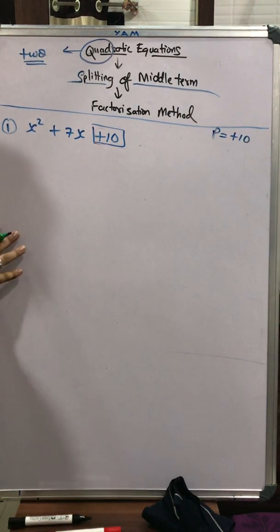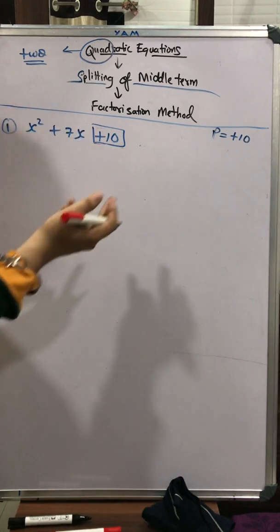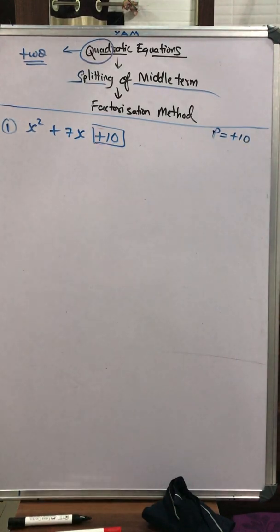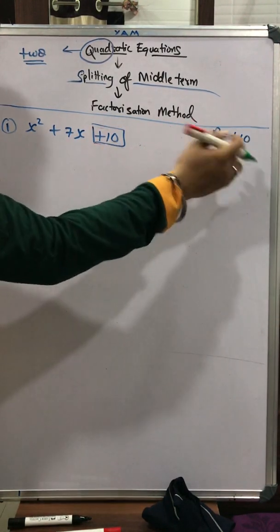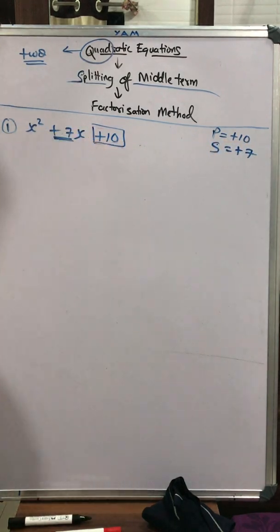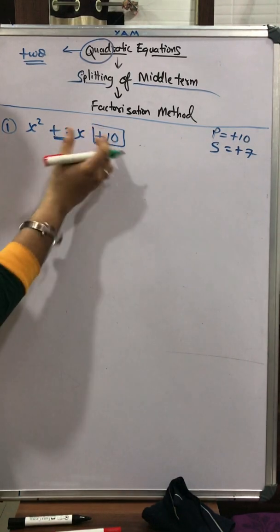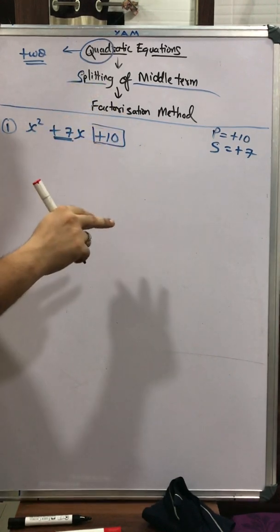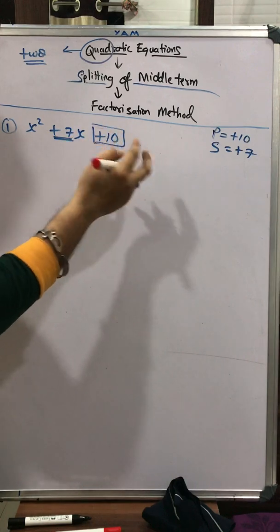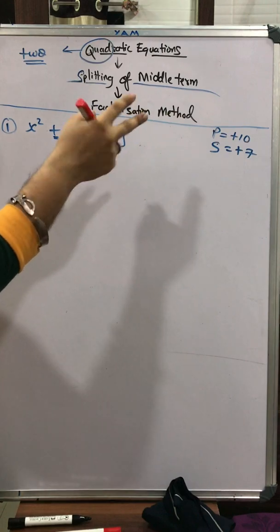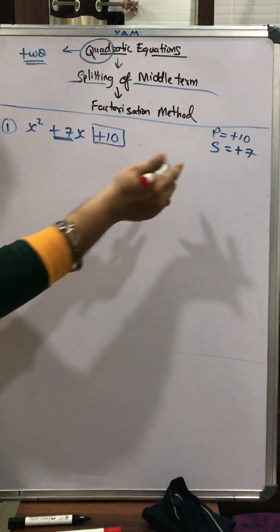And I should have two numbers which, when multiplied with each other, give plus 10. And when I add the same two numbers, their summation should be plus 7. See the significance of the place. The right hand side's first number, plus 10, shows that the two numbers we need, when multiplied with each other, should give the answer plus 10, and if we add the same two numbers, we should get plus 7.